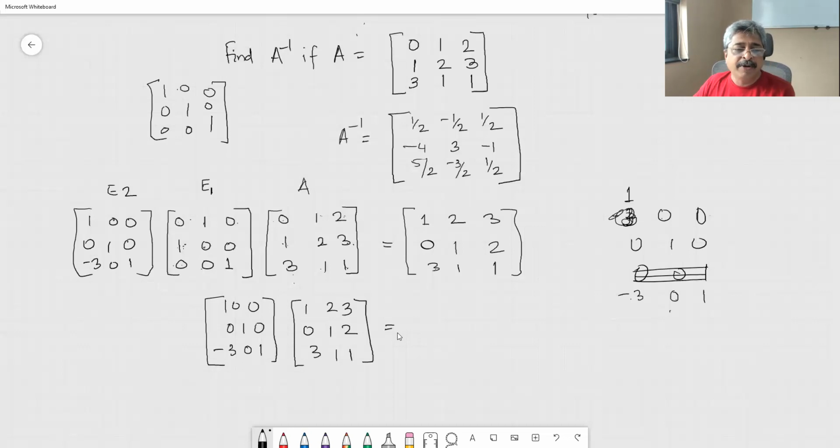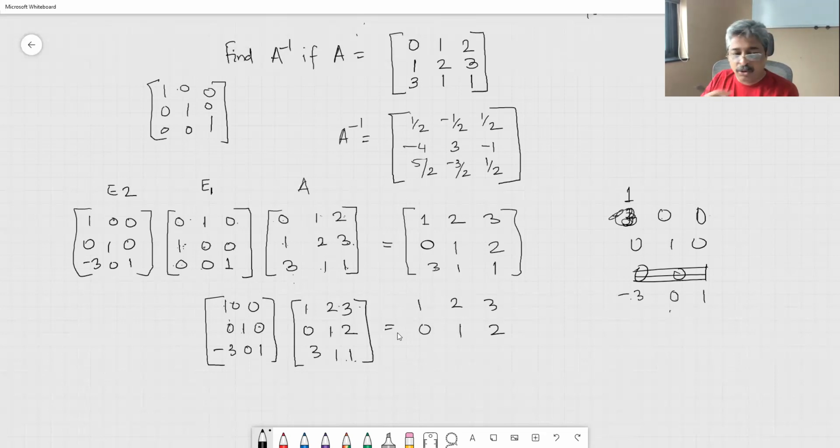Let me do the multiplication. 1 into 1, 1, 0 into 0, 0. So the first row will continue to remain the same. You may cross check: 0 into 2, 1 into 2, 0 into 1, 0 into 1. 1 into 3, 0 into 2, 0 into 1. So the first row is the same. Second row: 0 into 1, 0, 1 into 0, 0, 0. So the second row will also remain the same: 1, 2. You may cross check: 0 into 2, 1 into 1, 0 into 1, 1. 0 into 3, 1 into 2, 0 into 1, 2.